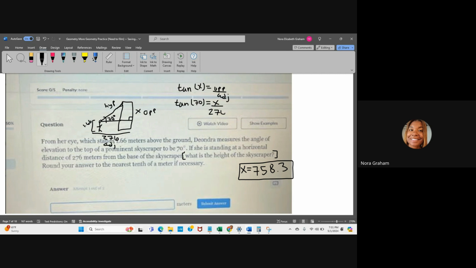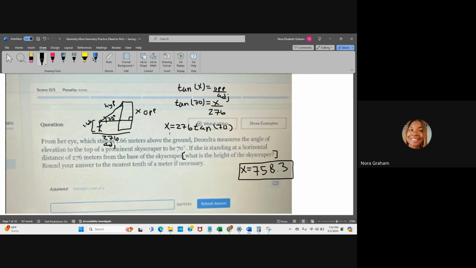Now I'm just going to use algebra and solve for this, right? If I multiply both sides by 276, that will cancel out. So let me write this. So my variable is on my left-hand side, and I'll have 276 times tan of 70. Okay.